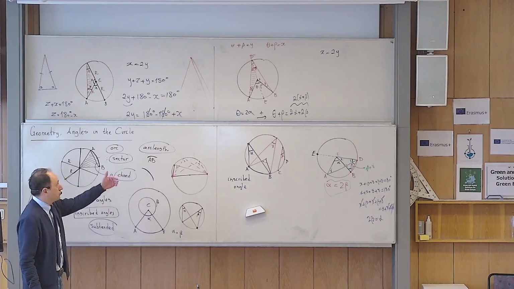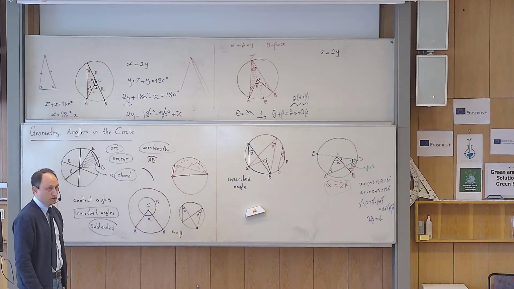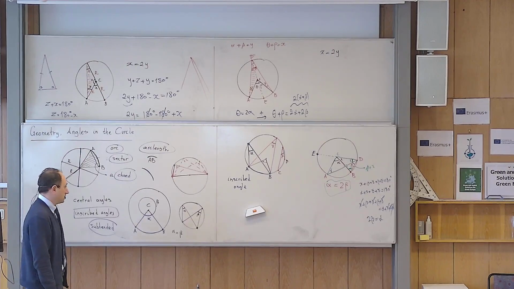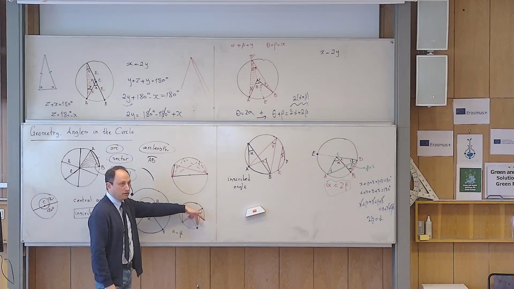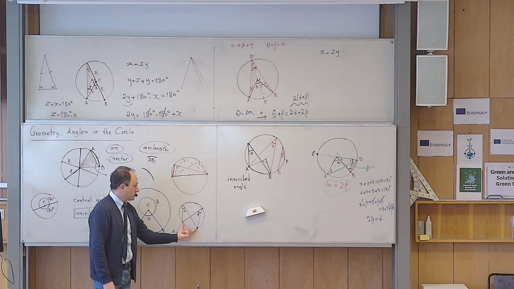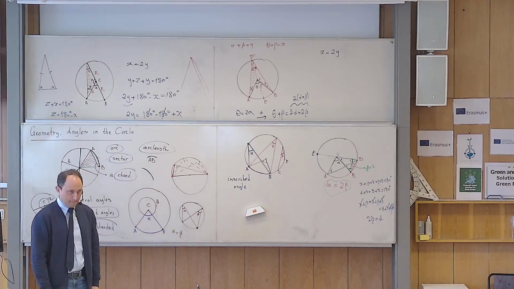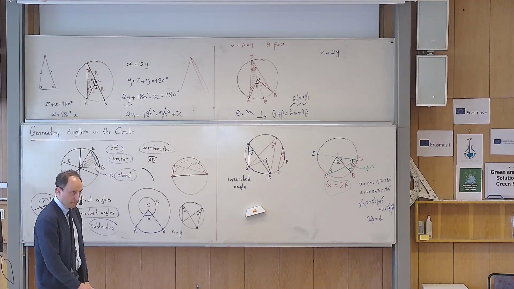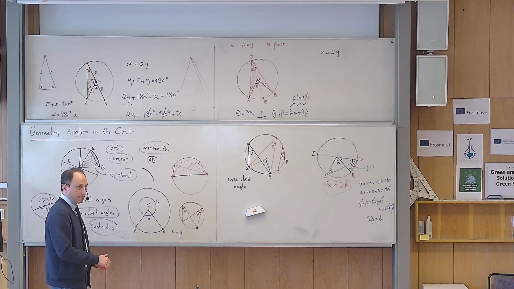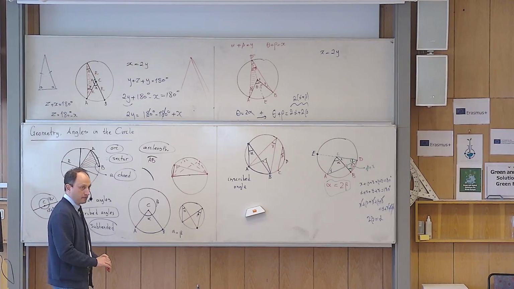You don't need to go through the long process. This is something that you need to know. If I have two inscribed angles opposite to the same arc, the sizes are exactly equal. Why? Because the central angle is supposed to be double. Exactly.